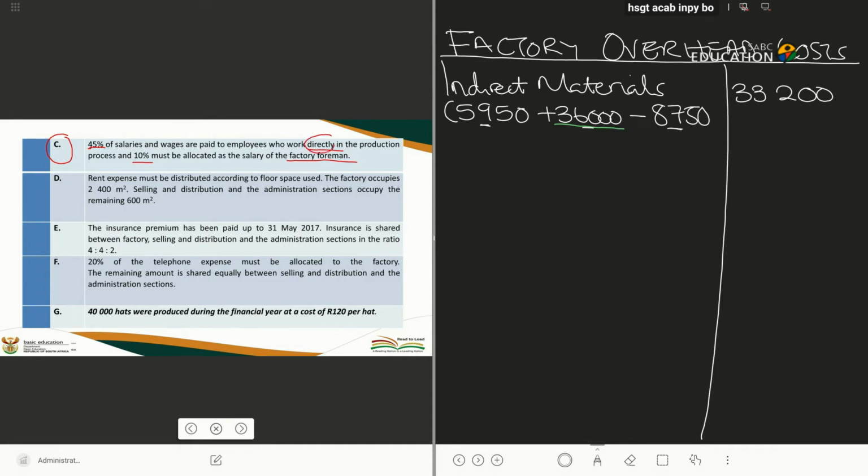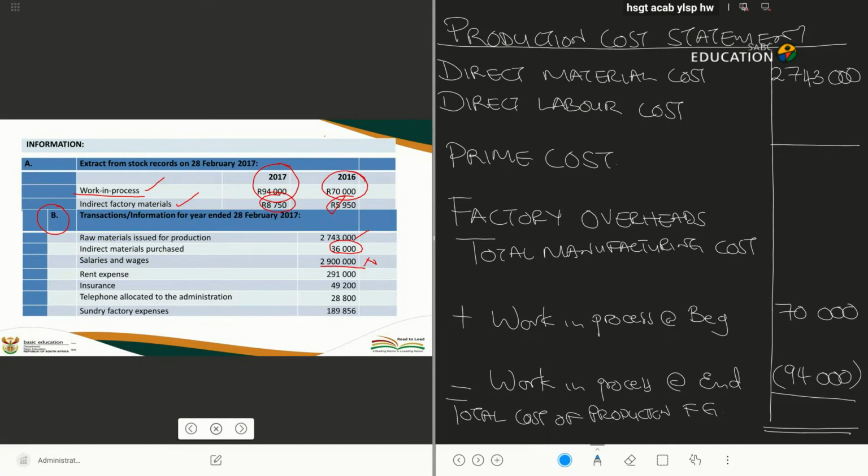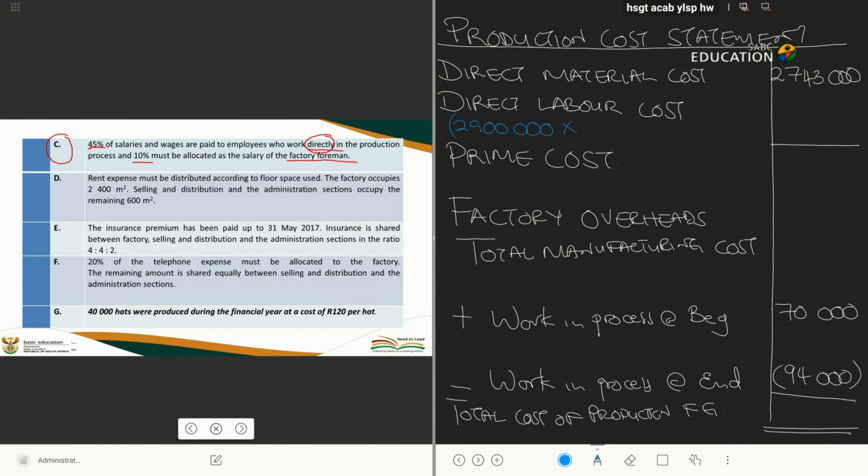This is direct, and where do we find our direct? In the production cost statement. You're very correct. That simply means we are now going to come here. How much was the total salaries? The total salaries was 2.9 million. So you open a bracket here now, 2.9 million multiplied. What percentage of this 2.9 is the direct? 45. So multiplied by 45 over 100. Make sure you have your calculator. 2.9 multiplied by 45% will give you 1,305,000.